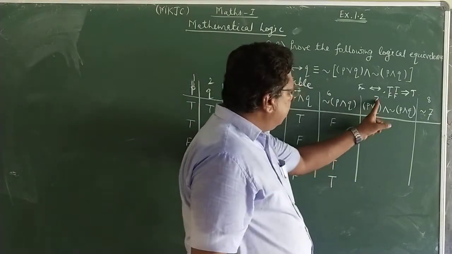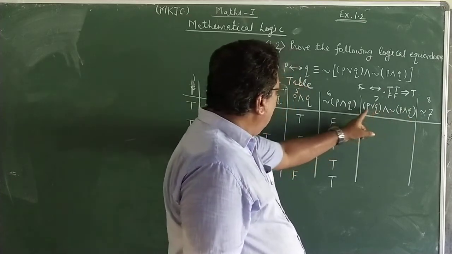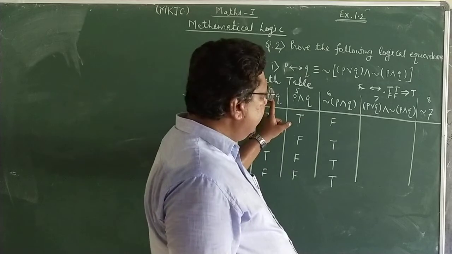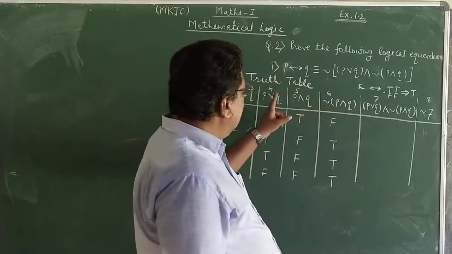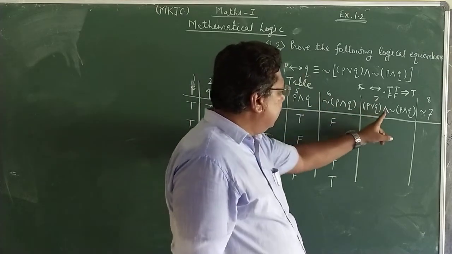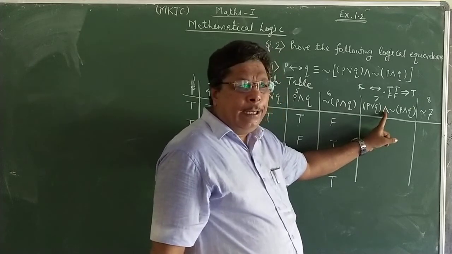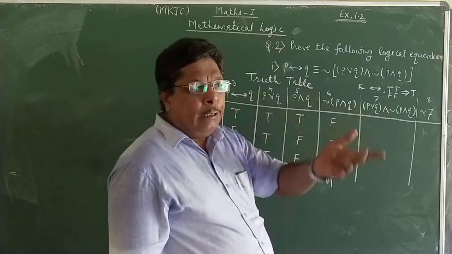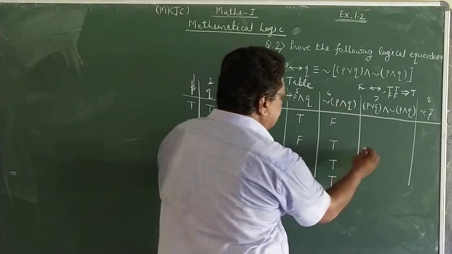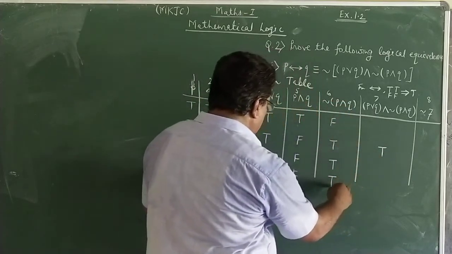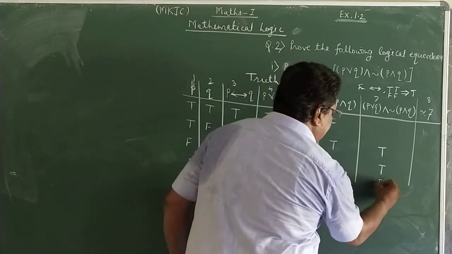Next column, column number 7. P or Q and negation P and Q. P or Q in column number 4. Negation P and Q in column number 6. In column number 4 and 6, in between them connective is AND. Requirement for the connective AND is both are true, then their conjunction is true. Now see, in the second case this condition is satisfied. This is true. Here is also true. Remaining are false.